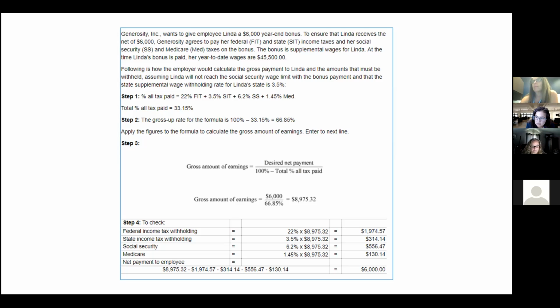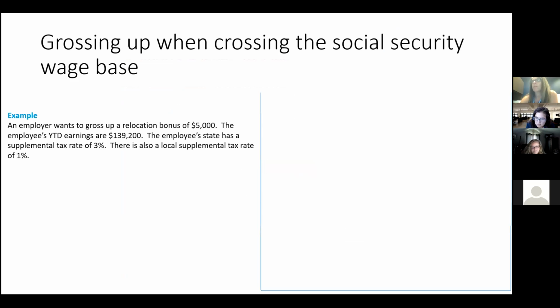But you can always check your work. So let's look at them when they are trickier. This one crosses the Social Security wage base. An employer wants to gross up a relocation bonus of $5,000. The employee's year-to-date earnings are $1,392. The employee's state has a supplemental tax rate of 3%, and there is also a local supplemental tax rate of 1%. So this person has a lot of taxes coming into play.